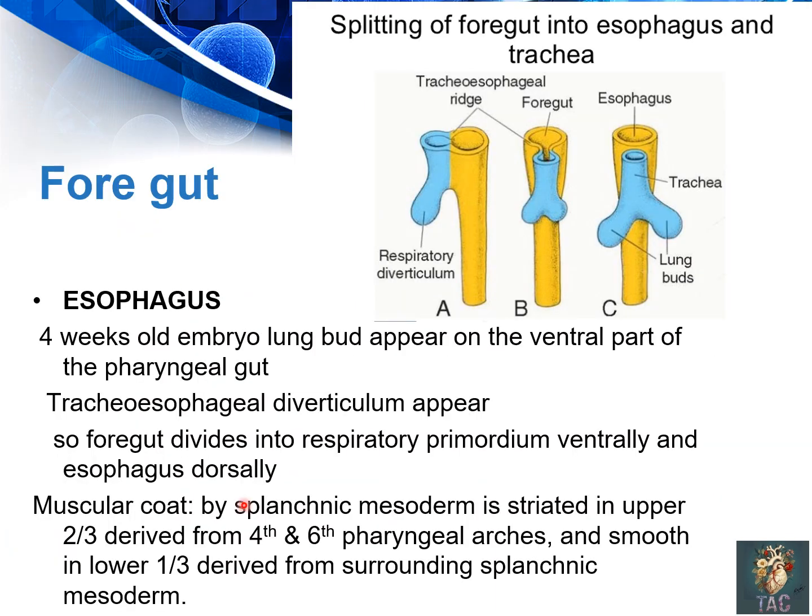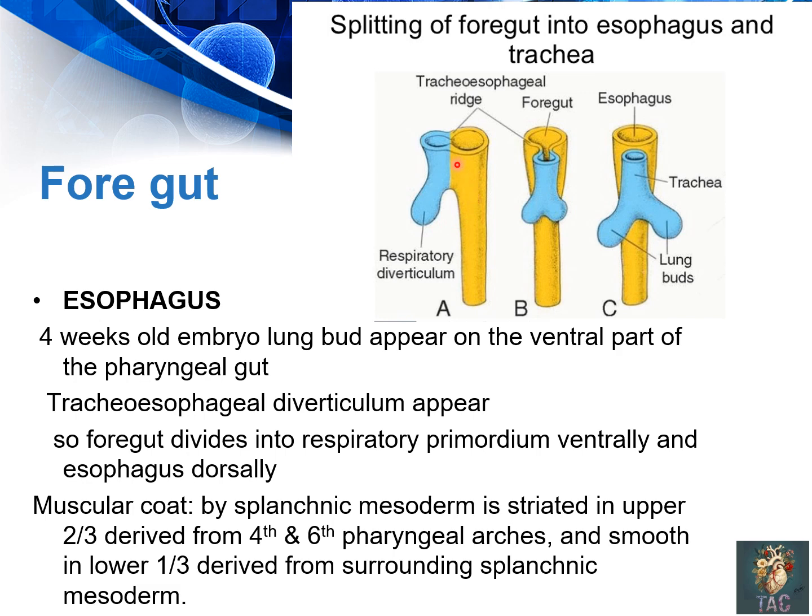So now we move on to the development of the foregut, and in development we will do the esophagus first. In a 4-week-old embryo, the lung bud appears on the ventral part of the foregut. Here in this diagram you can see the ventral aspect of the foregut where the lung bud is appearing as a respiratory diverticulum.